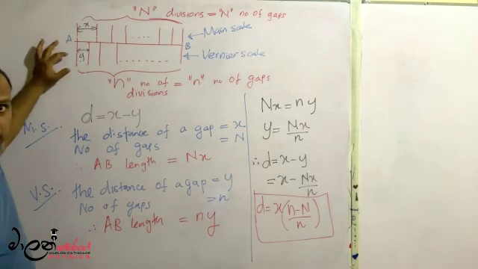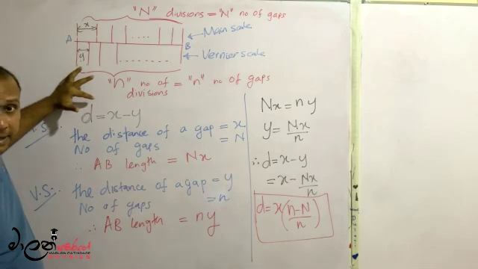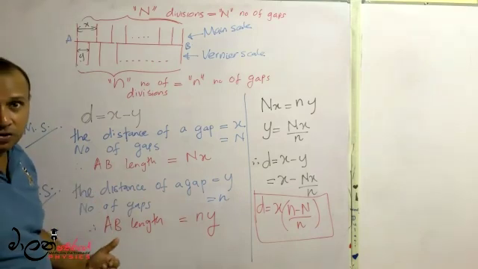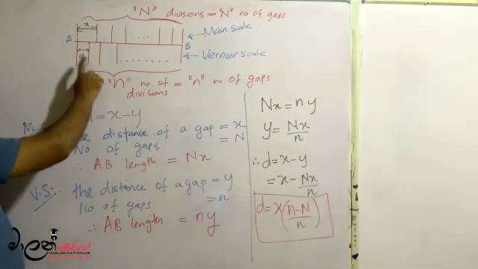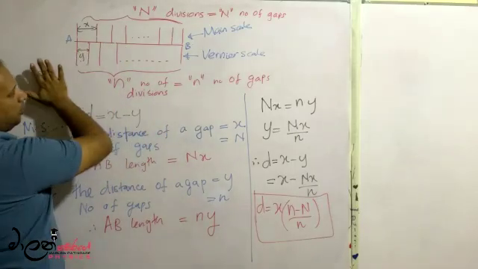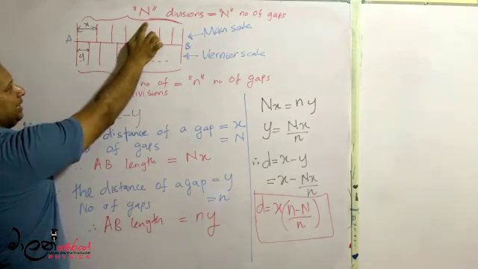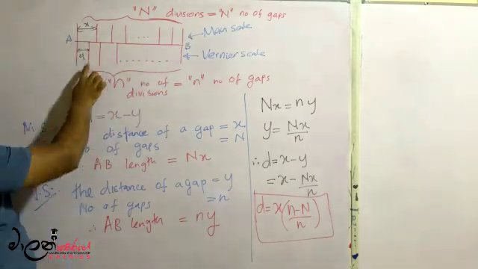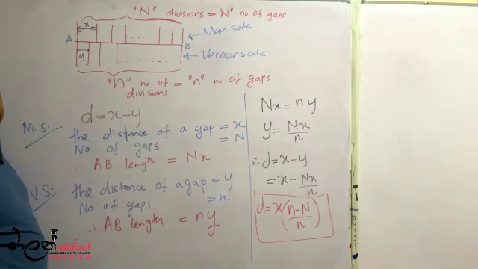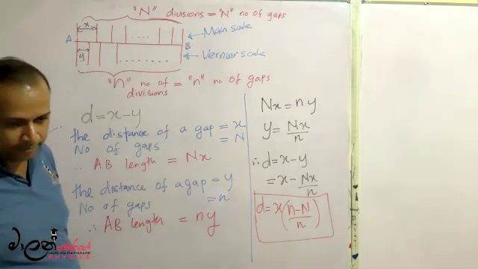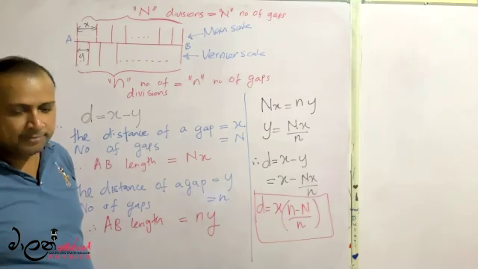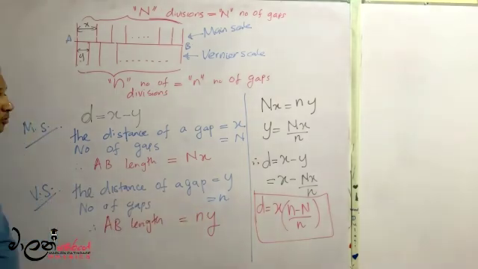Now I am going to calculate the least count, d is equal to x minus y. Now I have to find those values. I have assumed this scale quantity. According to the given figure, capital N number of divisions in the main scale is divided into simple n number of divisions in the vernier scale. This is for finding the least count.